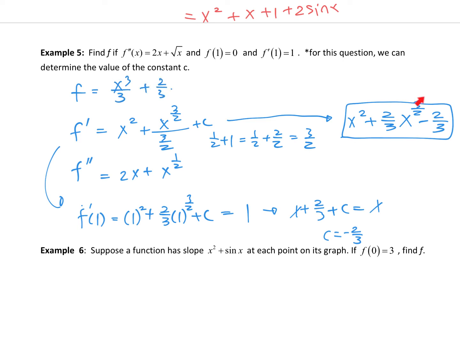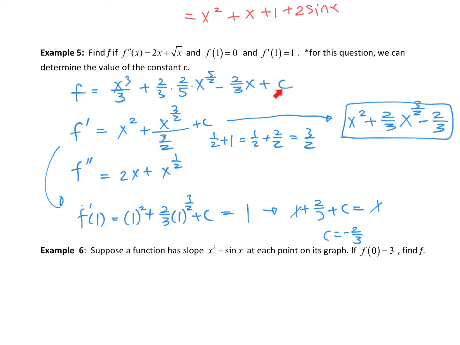I'll raise this power by 1. So 3 over 2 plus 2 over 2, which is 1, is 5 over 2. So again, 5 over 2, so it'll be 2 over 5, x to the 5 over 2 power, minus 2 over 3 x plus c. Why is it negative 2 over 3 x? There's a constant, so when you take the antiderivative of a constant, it'll be just constant times x plus c.